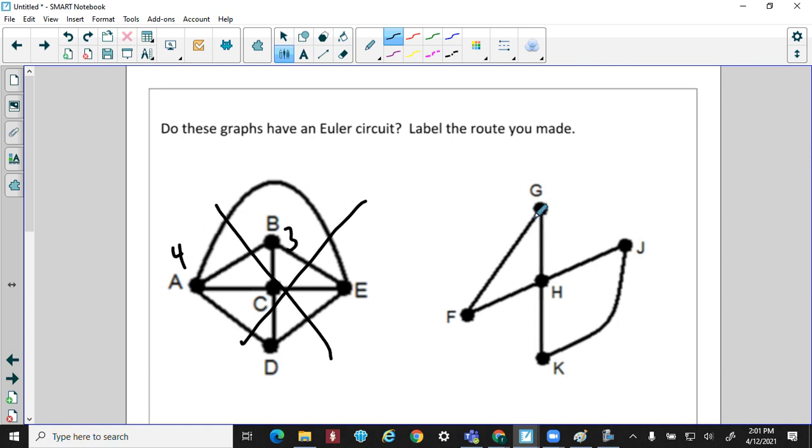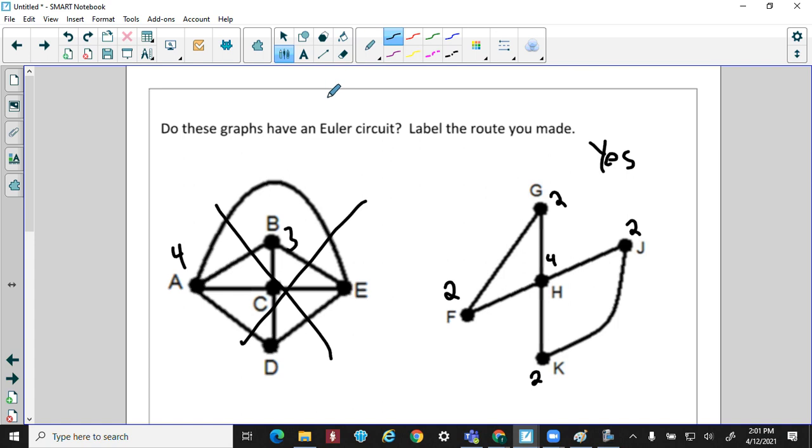All right. Let's look at this one over here. So we'll just start with F. F has a degree of 2. G has a degree of 2. H has a degree of 4. Oh, so far so good. J has a degree of 2. K has a degree of 2. All right. So, yes, this will have an Euler circuit.